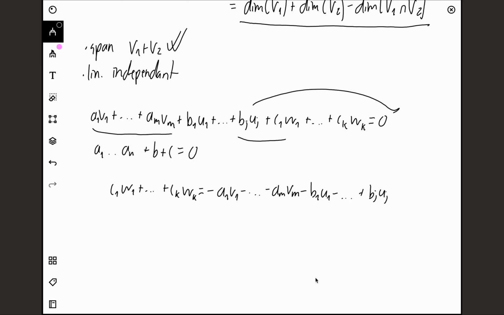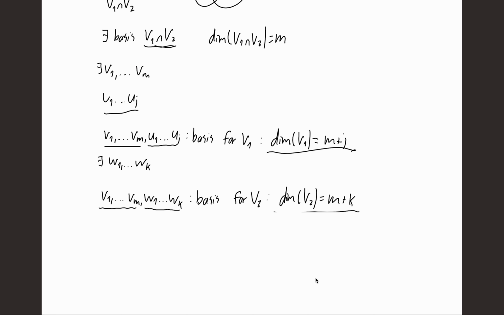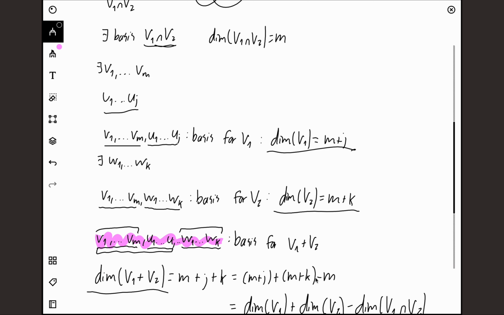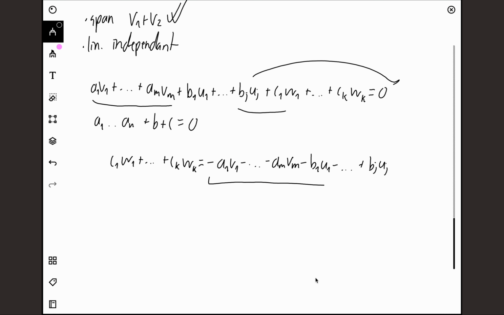And now what we can see here is that we know from before that all the vectors v1 to vm and u1 to uj span the space. All these vectors v1 to vm, u1 to uj, they're the basis for V1. So we know that this vector is going to be an element of V1.